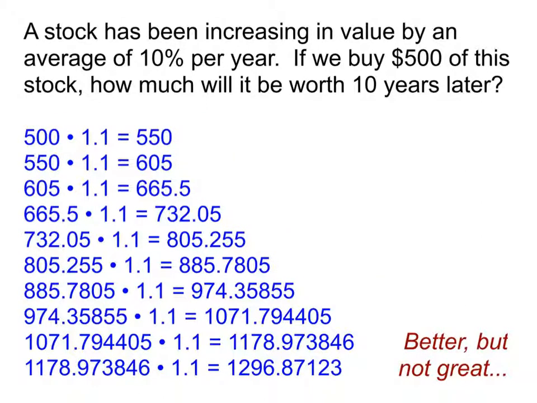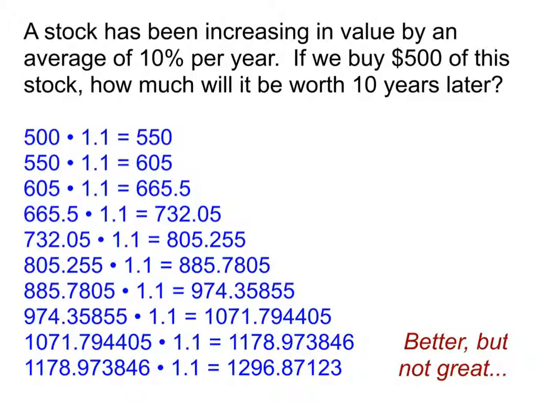Then you can multiply that by 1.1, and that by 1.1, and that by 1.1, and that by 1.1, and we can keep going and going until we've done it 10 times. This is a much easier method to do than what we were doing originally, right? But we still actually have a bit of a pain here. There's still a way that we can simplify this process.